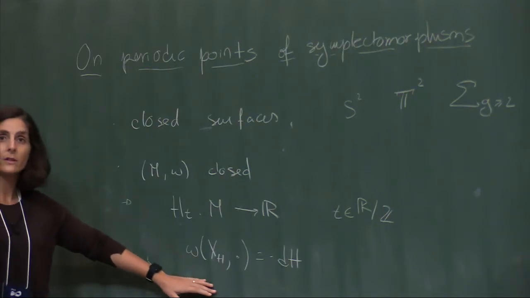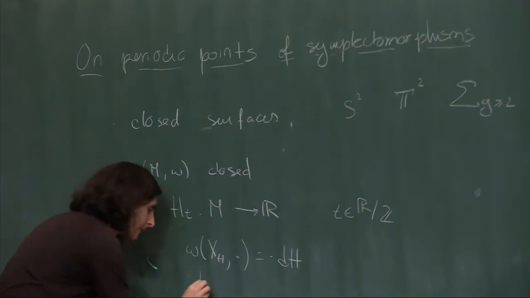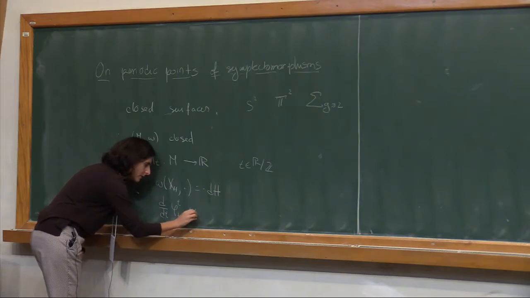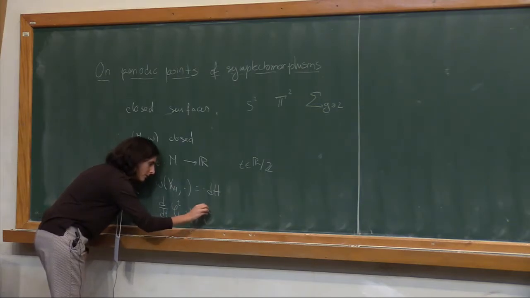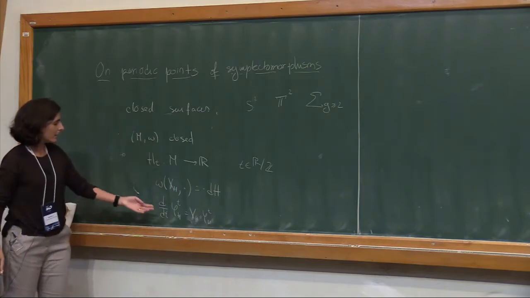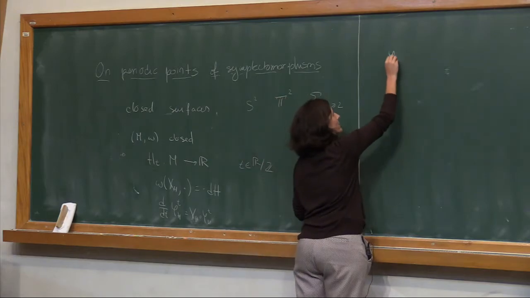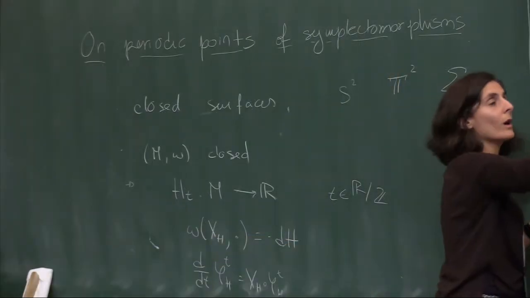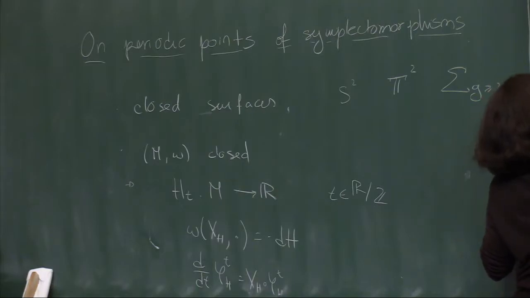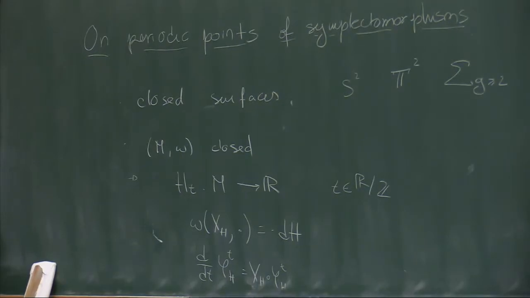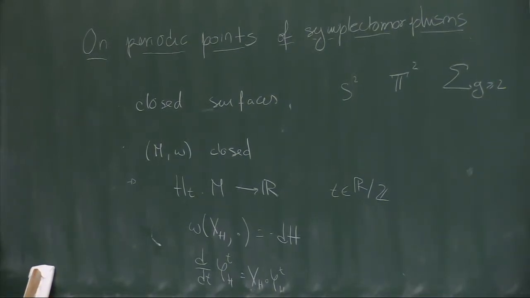And to this vector field, we can associate a flow by this differential equation. Which we call the Hamiltonian flow, and the time one map, so the flow at time 1, which we sometimes just denote by phi H, is what we call the Hamiltonian diffeomorphism.